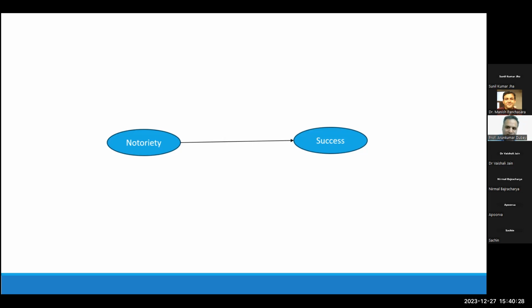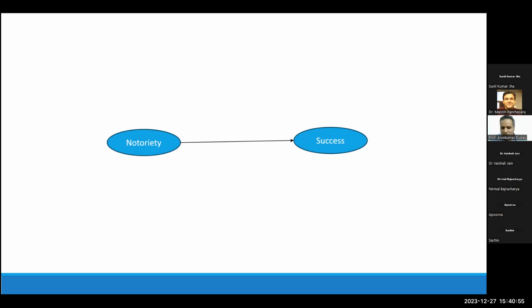But as a researcher, Dr. Vaishali, you need to define notoriety and you need to define success. That's the challenge and that's the call you need to take. Let's say you are proposing a model that notoriety leads to success. By the way, there is an interesting theory, marshmallow theory. You should read this theory. This theory is about delayed gratification. So I'll come to it.